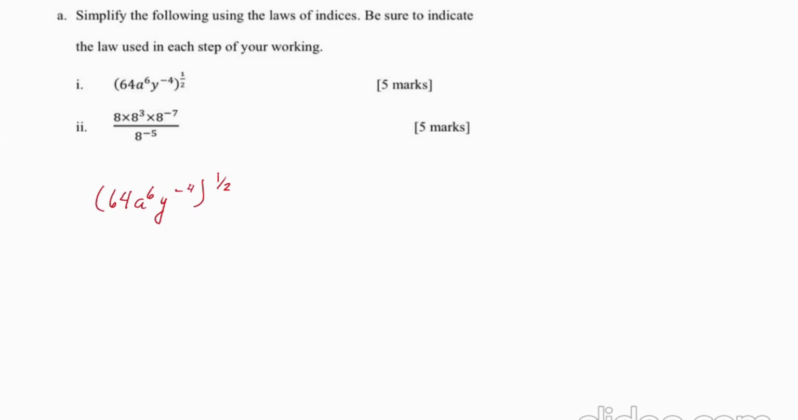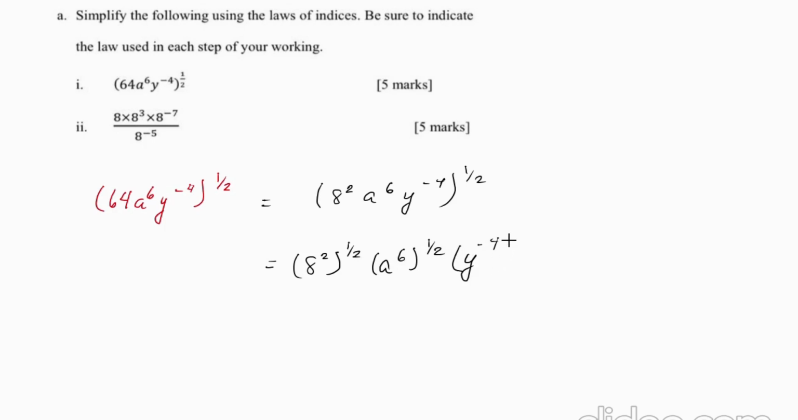So the first thing I'm going to do is realize here that 64 is 8 squared. So this is 8 squared, a to the 6th power, y to the minus 4 power, to the 1/2. So again, we're going to distribute this 1/2 inside. So then this becomes 8 squared to the 1/2, a to the 6th to the 1/2, y to the minus 4 to the 1/2.